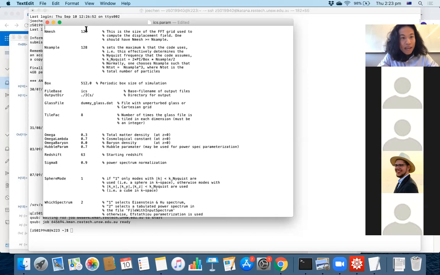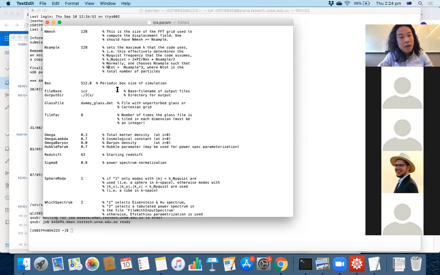And okay, the Nmesh and the Nsample. The Nmesh is the size of the Fourier grid that you use to do the Fourier transform. And the Nsample sets the Nyquist frequency, which is kind of redundant because the Nyquist frequency is also determined by the Fourier grid. So these two are generally just set to be the same because there's no reason for you to set Nsample any higher or any lower than the Nmesh.